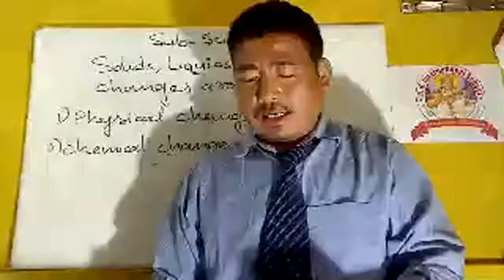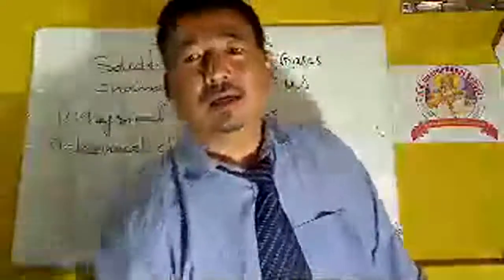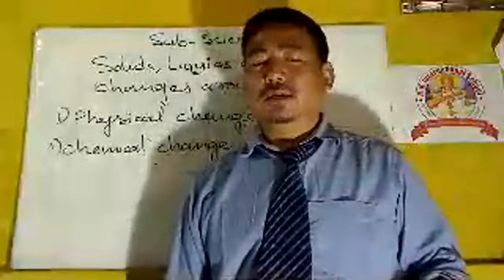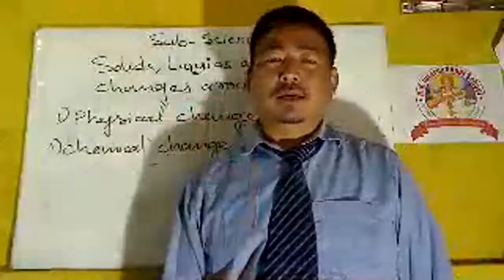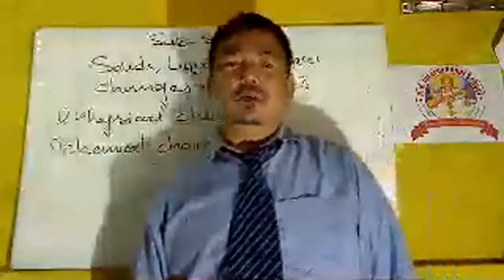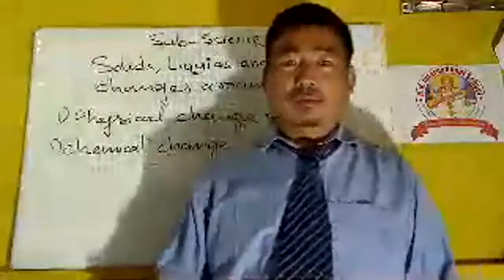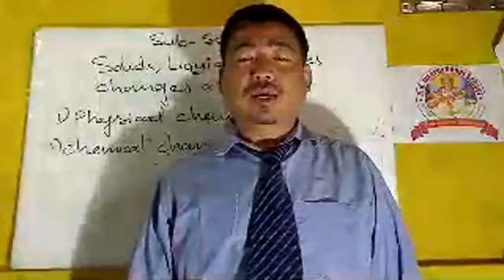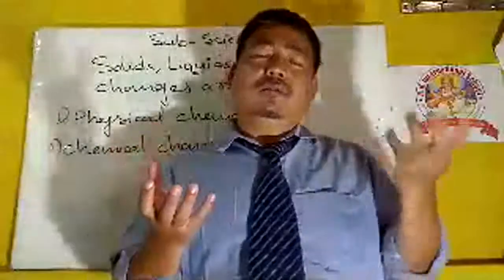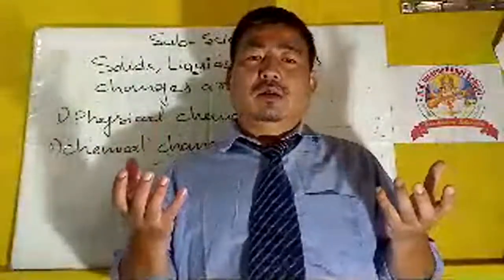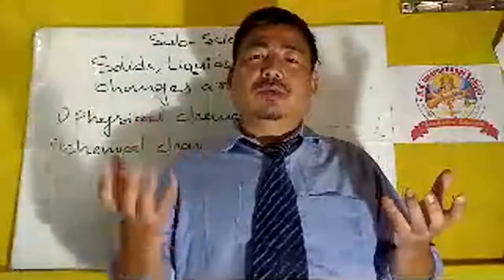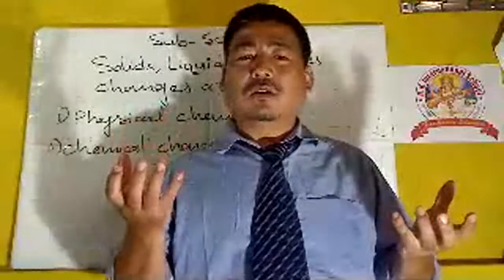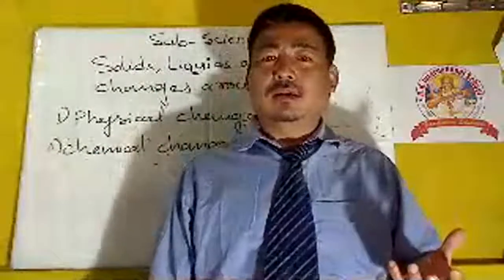Such a kind of change, if it occurs in anything, is called a chemical change. For example, you can take milk. You keep that milk for some days. Now what happened? That milk changes into curd. We can make curd. Now the difference between milk and curd: when it changes into curd, we cannot change that curd back into milk.